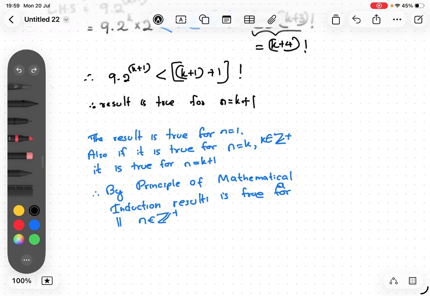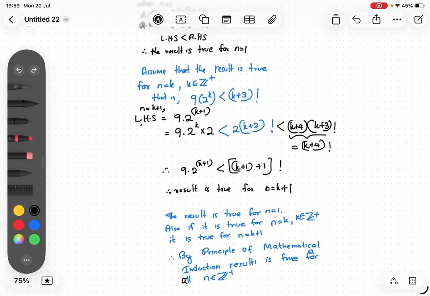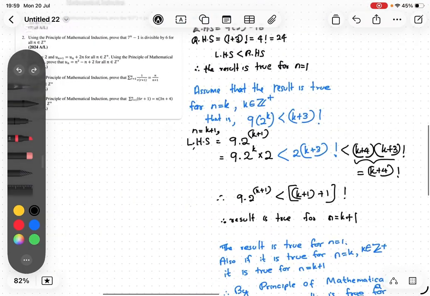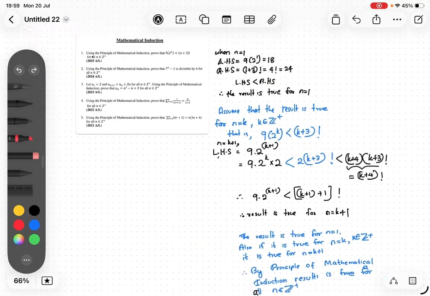So that means, by the principle of mathematical induction, the result is true for all n, where n is a positive integer. Like that, you can write the final line. Okay, so that is the way to prove this 2025 A-level question. Right, now let's move on.